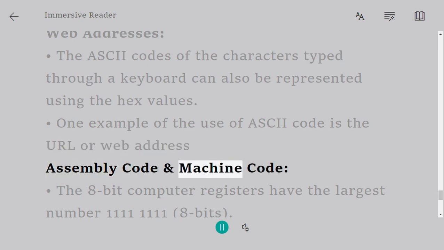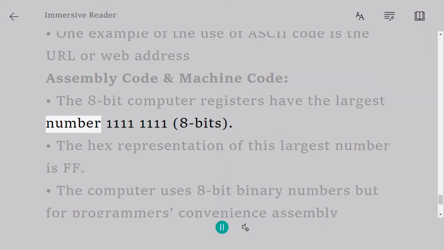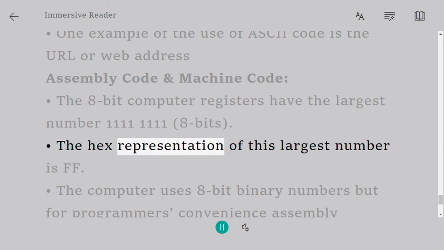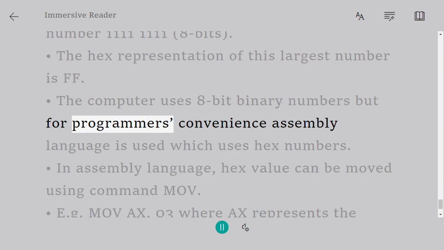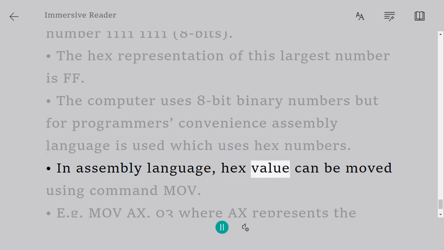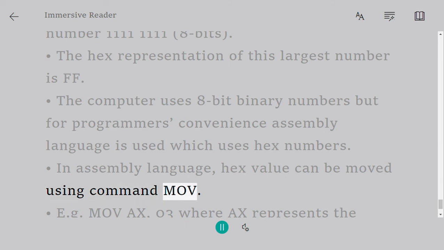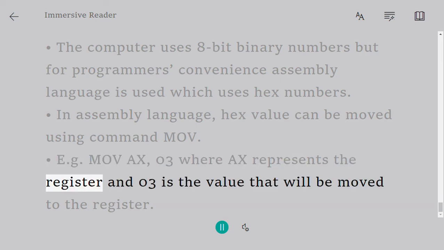Assembly code and machine code. The 8-bit computer registers have the largest number 11111111, 8 bits. The hex representation of this largest number is FF. The computer uses 8-bit binary numbers, but for programmers' convenience assembly language is used, which uses hex numbers. In assembly language, a hex value can be moved using the command mov, for example mov AX, 03, where AX represents the register and 03 is the value that will be moved to the register.